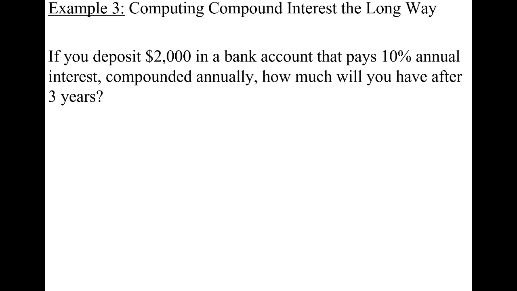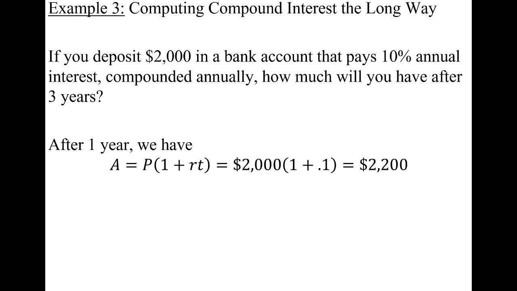So suppose you deposit $2,000 in a bank account that pays a very generous 10% annual interest, compounded annually. How much would you have after 3 years? Okay, so that compounded annually means that at the end of each year, they're adding the interest back into your account, and then interest will accrue on top of that.